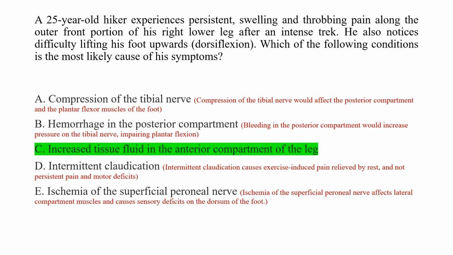Option B, a hemorrhage in the posterior compartment, could increase pressure on the tibial nerve, which would affect the plantar flexor muscles. This would result in an inability to plantar flex the foot. And option D, intermittent claudication occurs due to arterial insufficiency and typically causes muscular pain during exercise, which relieves with rest. However, the patient's pain is persistent, and additionally, dorsiflexion issues are also not a hallmark of intermittent claudication. So this option is also not the correct option.